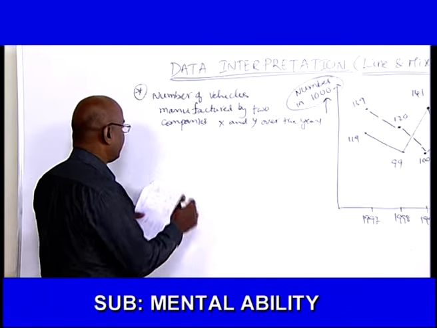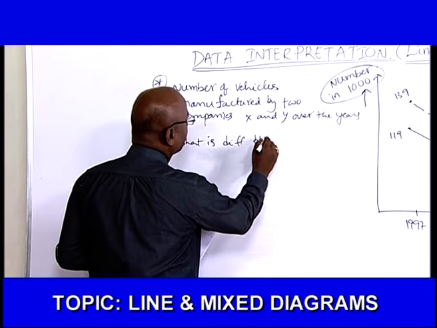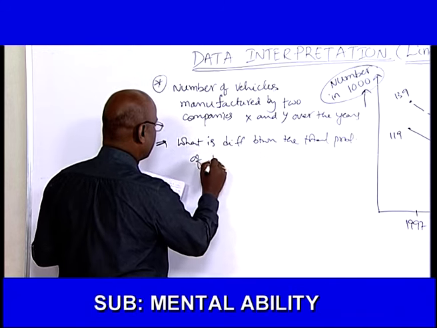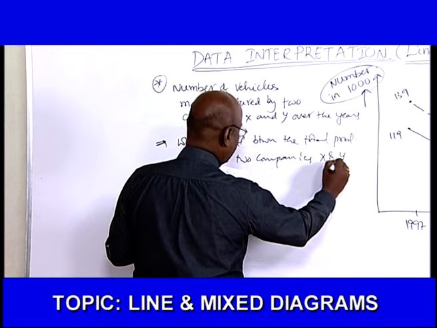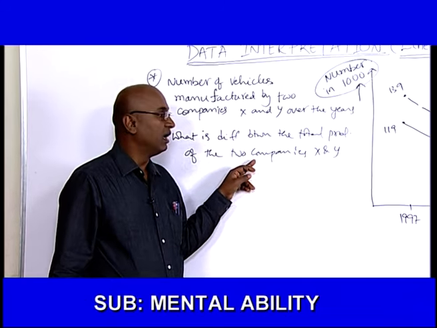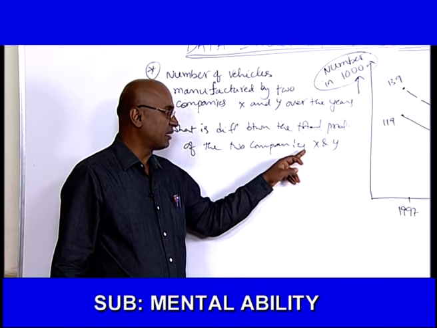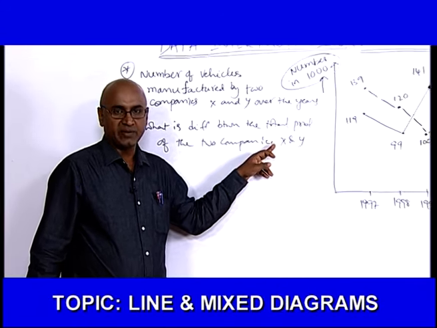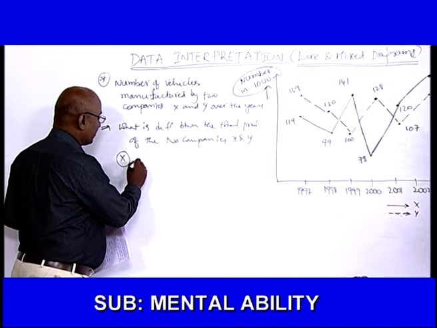Now we'll see the first question. What is the difference between the total production of the companies, of the two companies X and Y in the given years? సో ఇచ్చినటువంటి అన్ని సంవత్సరాలలో X మరియు Y యొక్క ఉత్పత్తుల మధ్య తేడా ఎంత ఉన్నది అంటున్నాడు. X కంపెనీ ఎన్ని వెహికల్స్ ఉత్పత్తి చేసింది, Y కంపెనీ ఎన్ని వెహికల్స్ని ఉత్పత్తి చేసింది, ఆ రెండింటి మధ్య ఉన్న డిఫరెన్స్ ఎంత అంటున్నాడు.